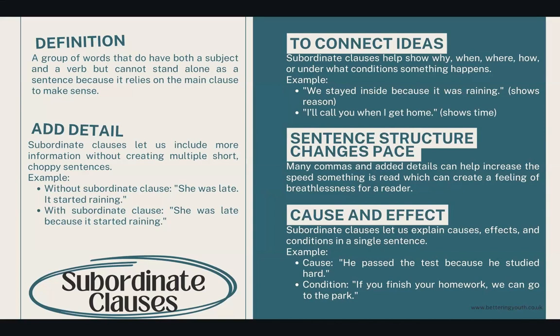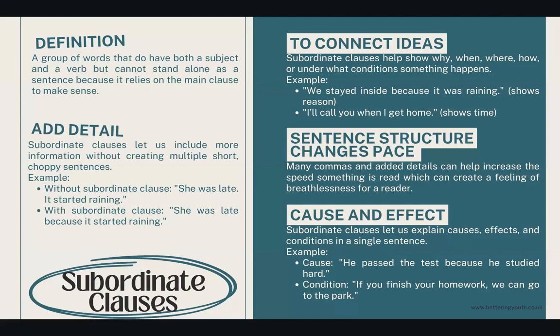For example, if we just had the sentence, "She was late. It started raining." It could work if we wanted to make our sentence really choppy. However, we want a variety of sentence structures, especially as your child looks to improve their grade. And so we want to include ways of connecting. A subordinate clause is a great way to bridge together those choppy sentences.